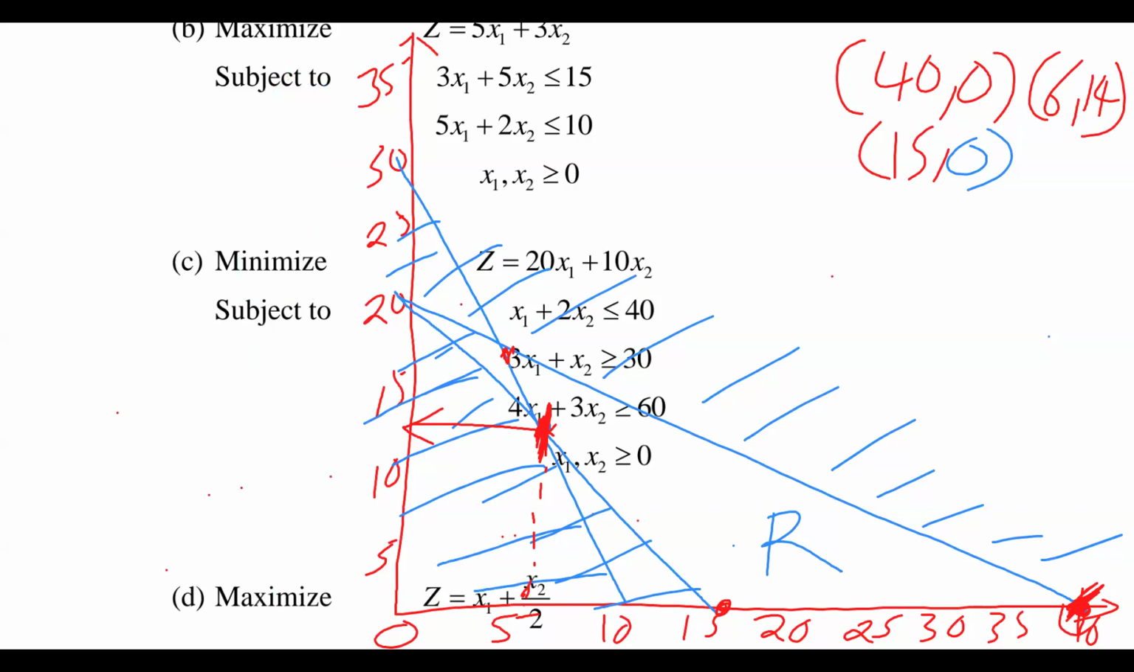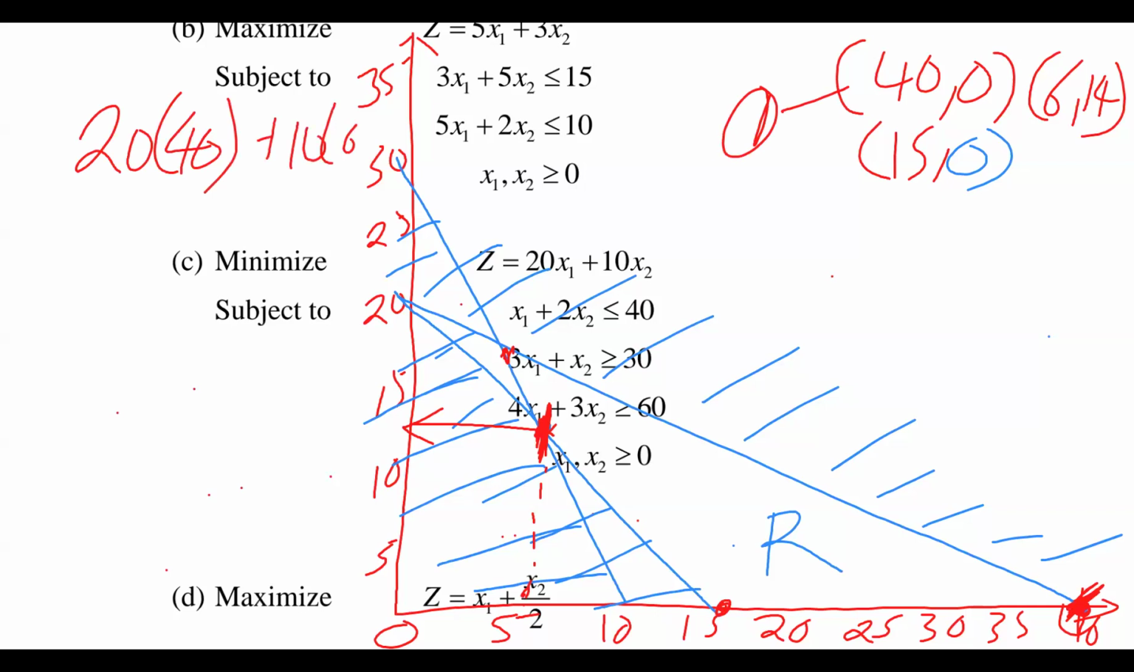Let's start substituting. Start with the first one. So it's 20 times 40 plus 10 times 0, right? We are substituting into this one. So the first one is 800. Okay, 800. So write 800.